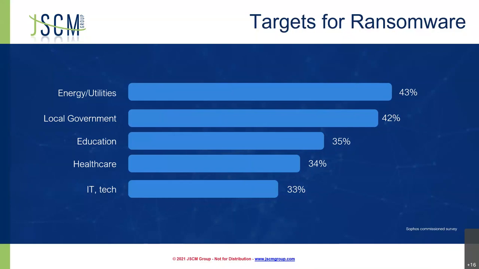A lot of these attackers are going after these larger firms, you know, healthcare, education, government, because they have that kind of money. Again, do not misunderstand me. Those smaller organizations, medium-sized organizations, they're still being attacked as well. But these are the verticals where we saw most of the activity. This was actually pulled from a survey from Sophos, if you guys are familiar with them.